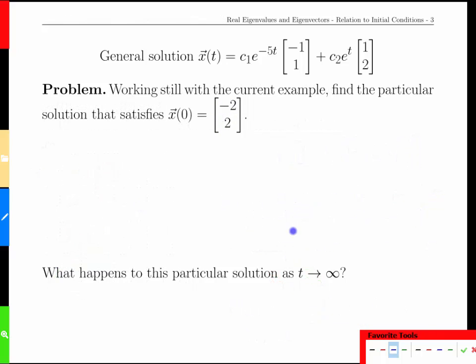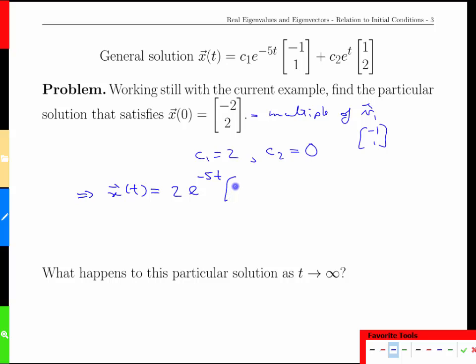What if we had an initial condition of negative 2, 2, which we see immediately is a multiple of v1, the vector negative 1, 1? In fact, it's just 2 times that. As soon as we see that, we get c1 equals 2, and c2 has to be 0. There's only one unique way to write this vector as a combination of these two other vectors, and if it's a multiple, it's just a scalar of the one vector and the 0 component of the other. That means the solution is simply 2 e to the minus 5t times (negative 1, 1). That's a simple solution.